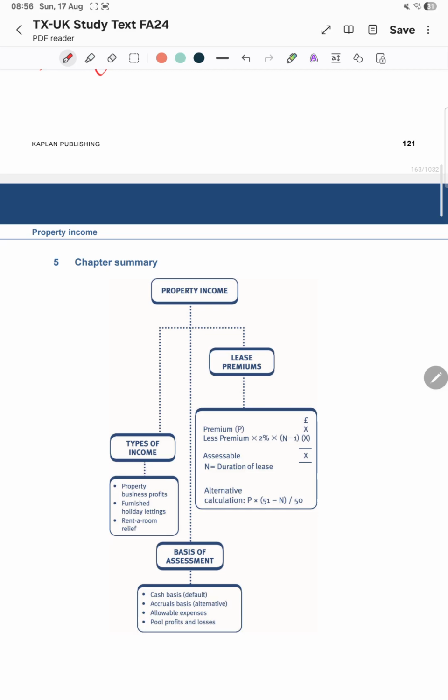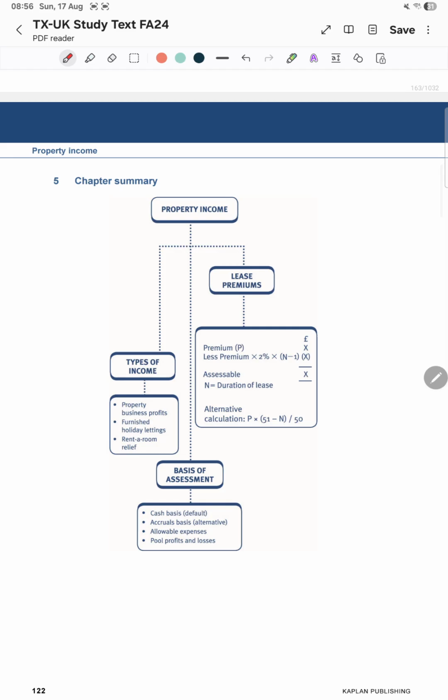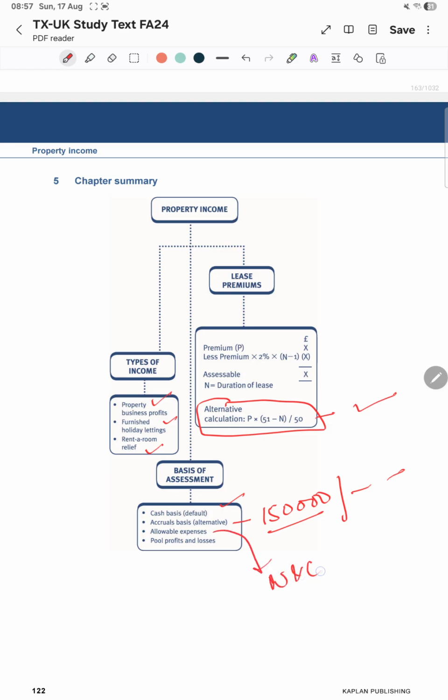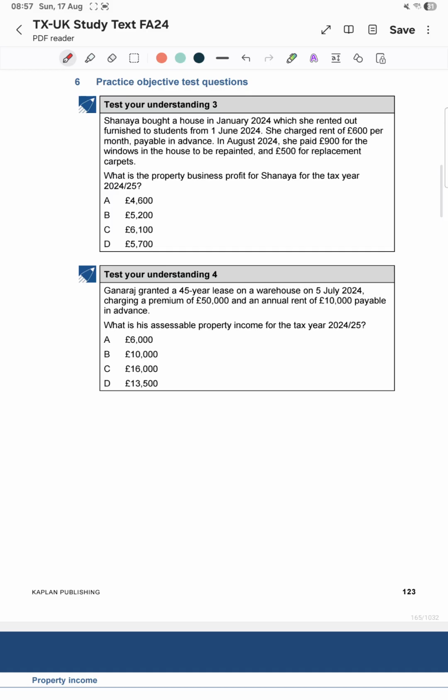Yes, so this was about the property income chapter. The summary again: types of income, property business profits, FHLs, rent a room relief, then lease premium, where we did this calculation because it's easy to understand, then basis of assessment, cash basis is the default method, accrual basis when 150,000 is exceeded or when specified in the question, allowable expenses wholly and exclusively for business, and then pool profits and losses, which means where we discussed set off of losses against the property income and where this set off is not allowed. So this was all about the property income chapter.